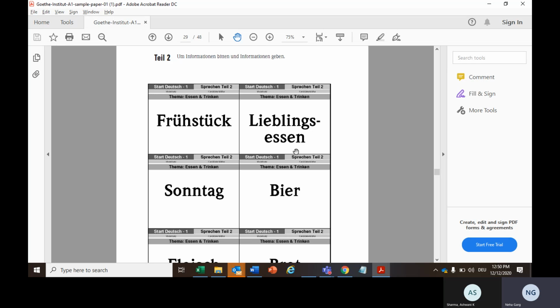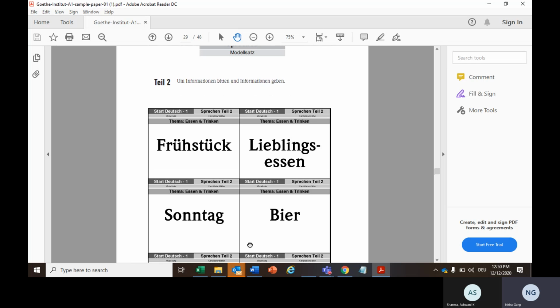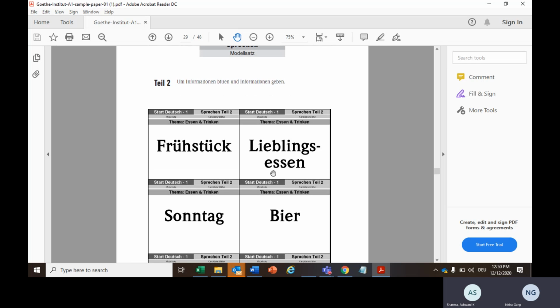Then Lieblingsessen. Let's make sentences for each of the words here. Lieblingsessen, favorite food. Lieblingssport, favorite game. Lieblingsort, favorite place. Lieblingsschauspieler, favorite actor. Mein Lieblingsschauspieler ist.